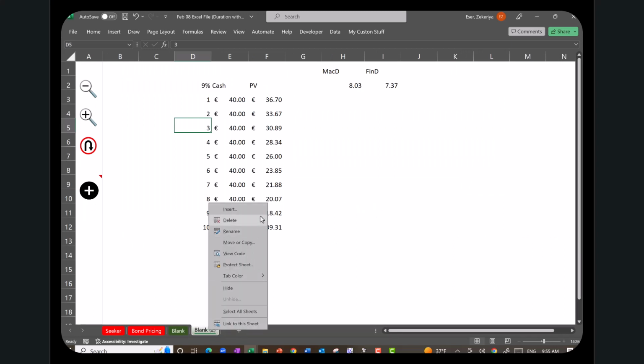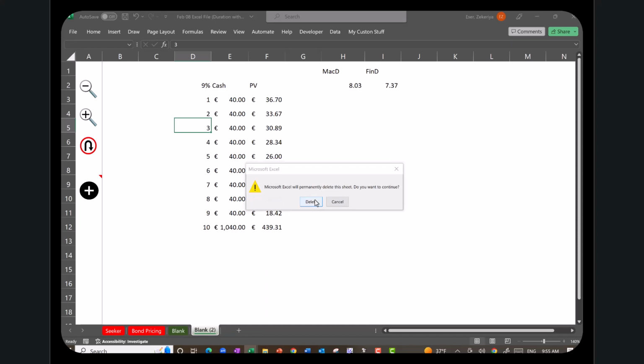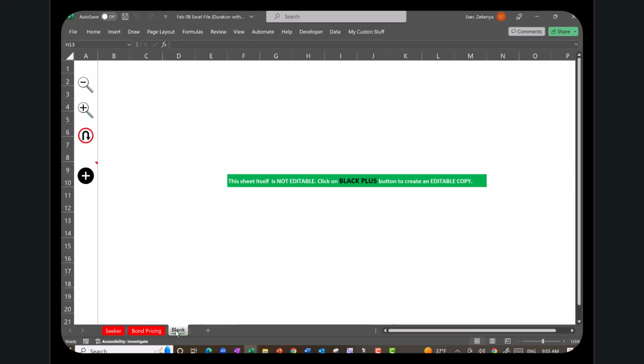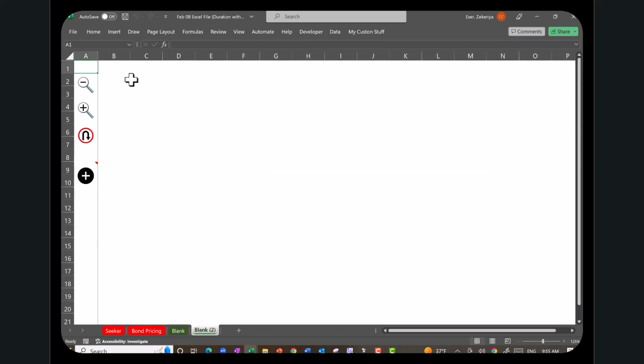Let me delete this one. I don't need that one anymore. And let's make a copy of this blank. The only reason I have that so that I can use those buttons.